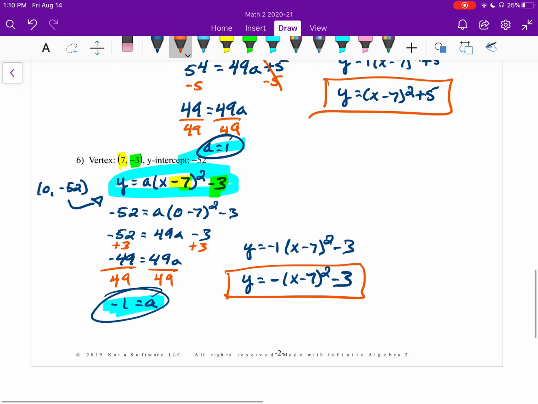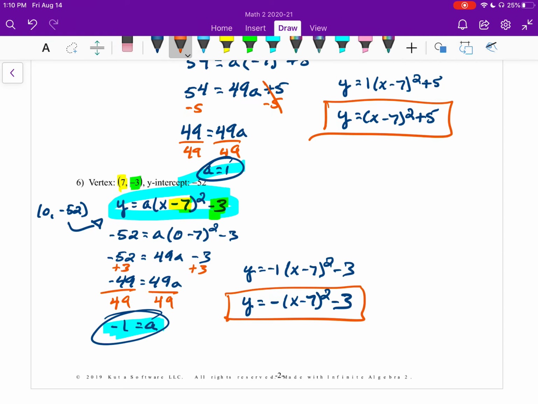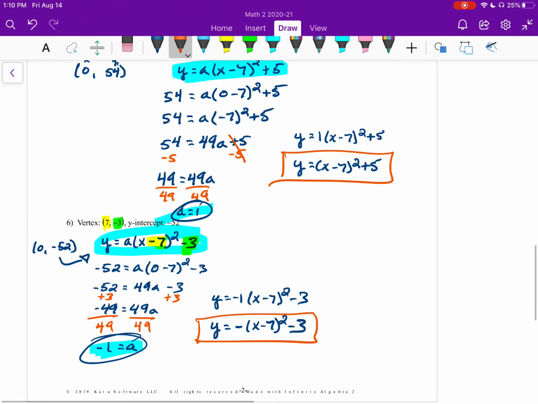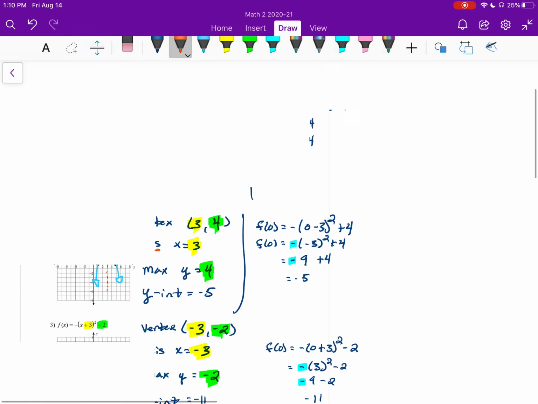All right. You will not always necessarily get a being 1 or negative 1. Sometimes it can be like 5 or 3. So just be wary of that. All right. That is the notes.